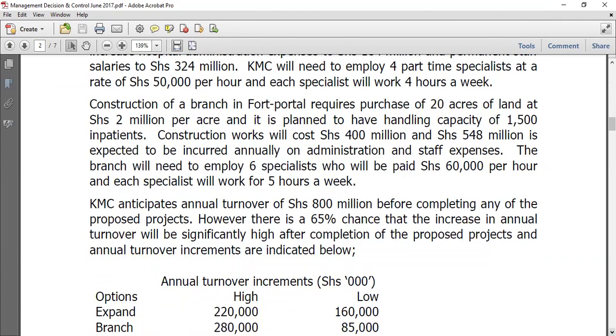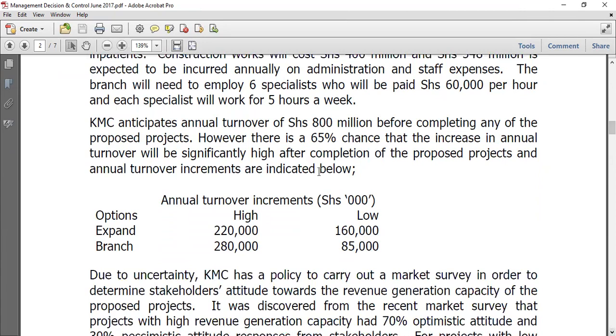So before it does anything, however, there's a 65% chance that the increase in turnover will be significantly high after completion of the proposed projects, and annual turnover increments are indicated below. So we have the option to expand: we have high, 210, 220, and then low, we have 160, in terms of revenue. And then we also have, for the branch, high is 280, and then we have the 85,000.